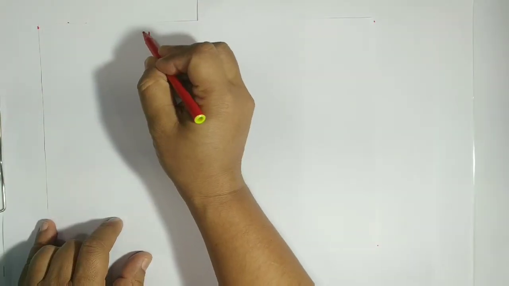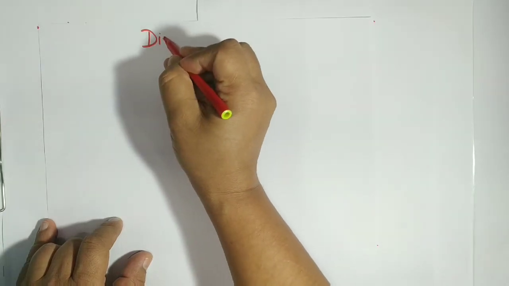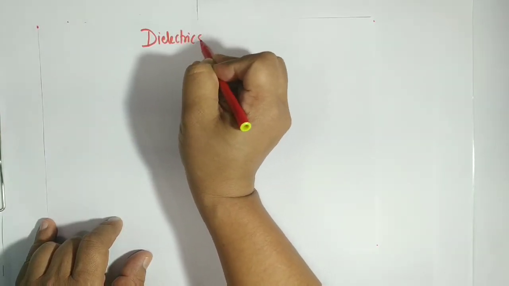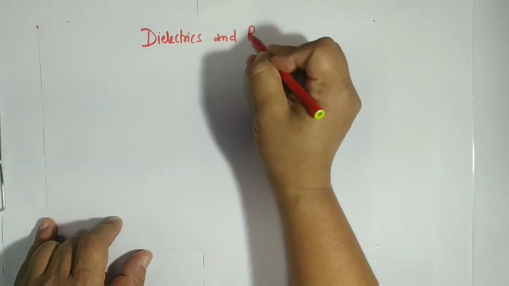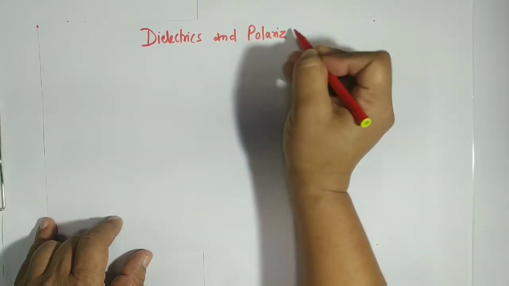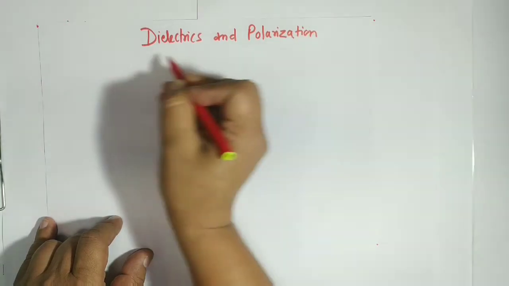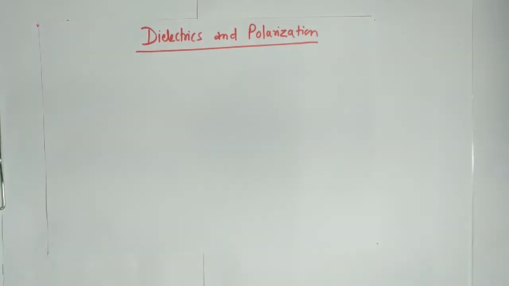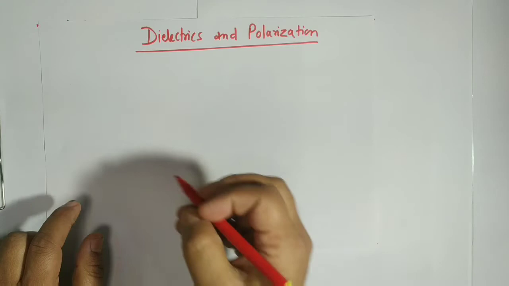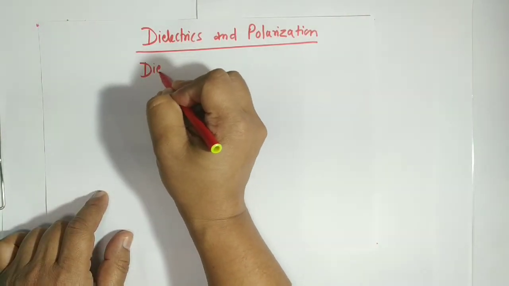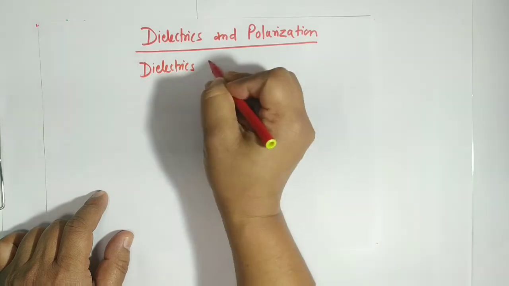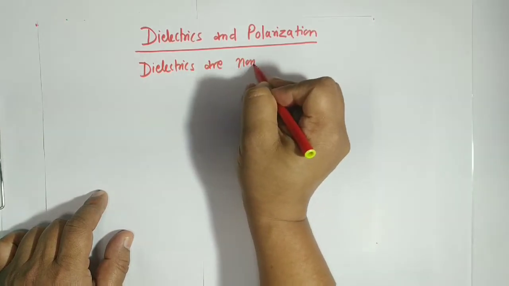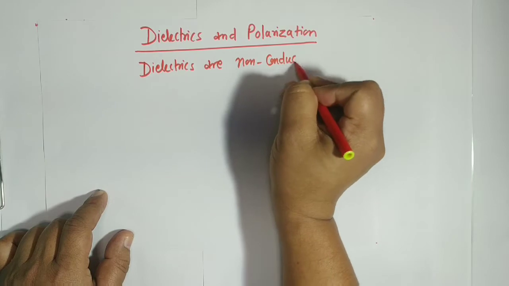Electrostatic potential and capacitance. We'll discuss dielectrics and polarization. Do you know the word dielectric? Dielectrics and polarization, we're going to discuss this. Basically, you know that dielectrics are non-conducting substances.